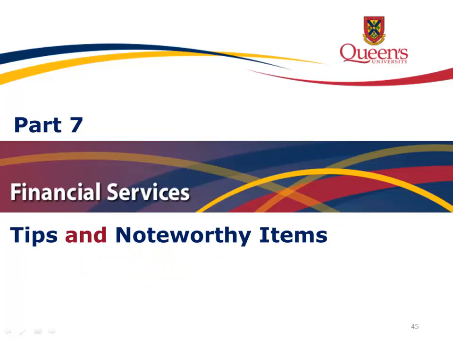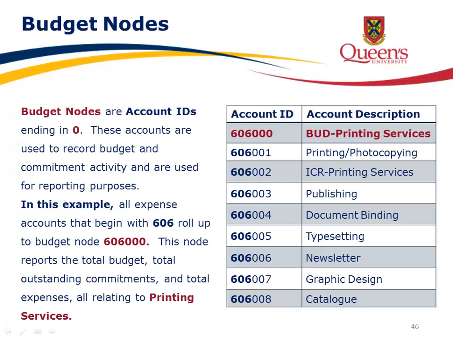Part 7. Tips and Noteworthy Items. In this section of our tutorial, we will share some helpful tips and noteworthy items relating to specific accounts and define some of the common terminology used when working within the GL structure and system processes. Let's begin with budget nodes. Budget nodes are account IDs ending in 0. These accounts record budget and commitment activity and are used for reporting purposes.